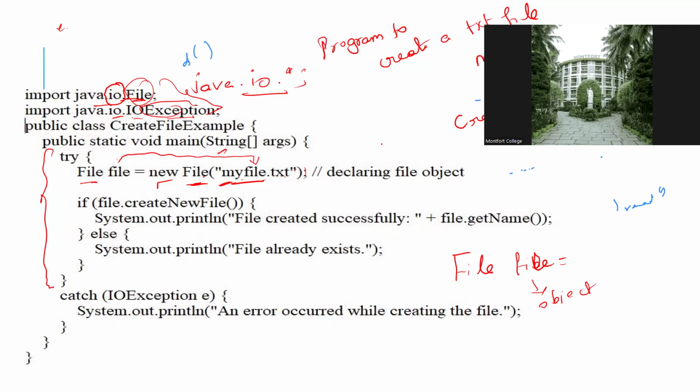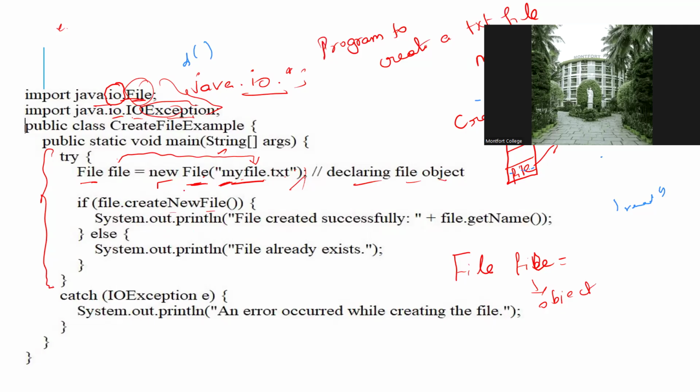So internally what happens in random access memory, we will be having stack memory. In stack memory we will be having it like this. So file is the object, and that object is going to point to myfile.txt. It is going to point to this one. So declaring the file object that we have declared, this is mandatory. And here we are checking if file.createNewFile.